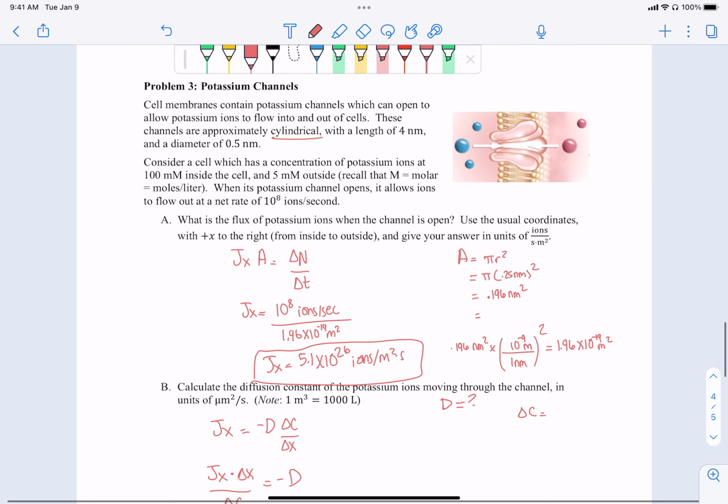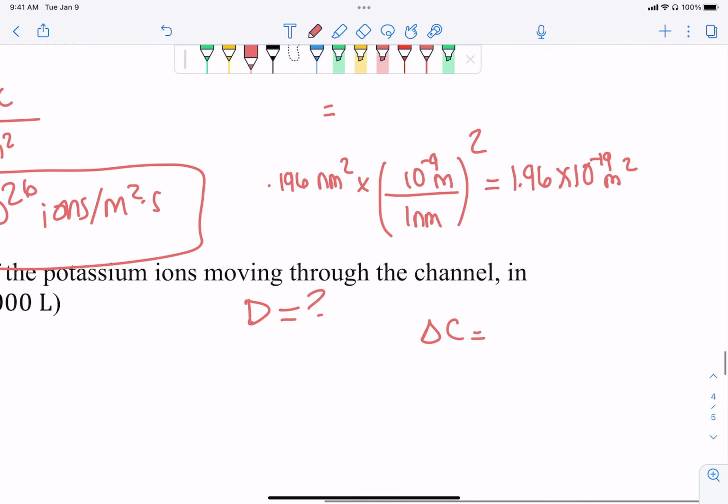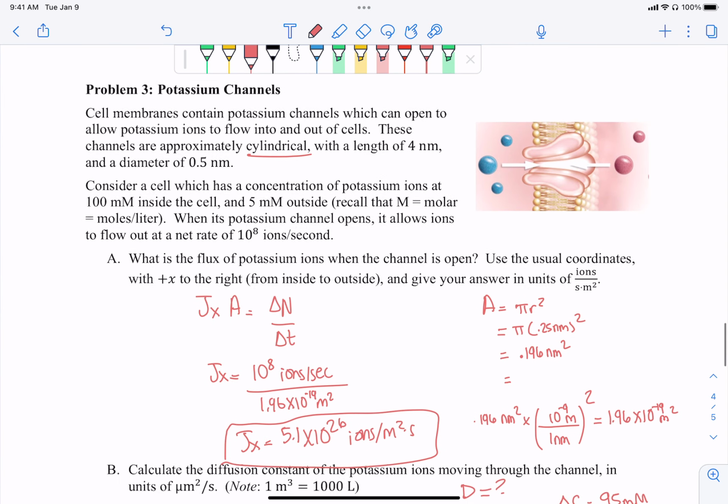So we can figure out our delta c by looking at the concentrations that we have here. We have 100 millimolar inside the cell and 5 millimolar outside, right? We can figure out our delta C by just subtracting 100 minus 5, so that'll give us 95 millimolar as our delta C, right?